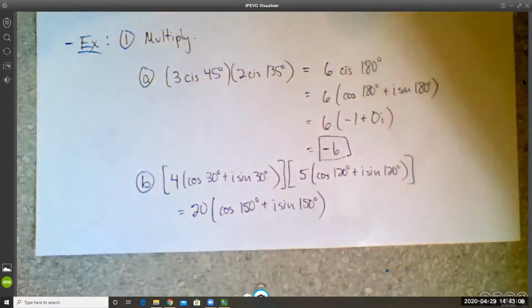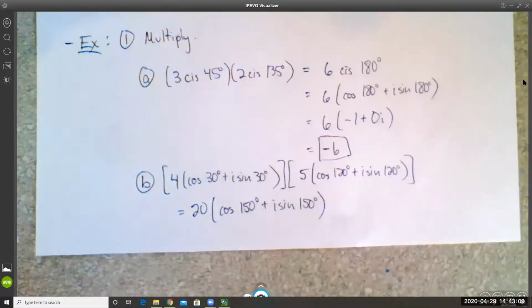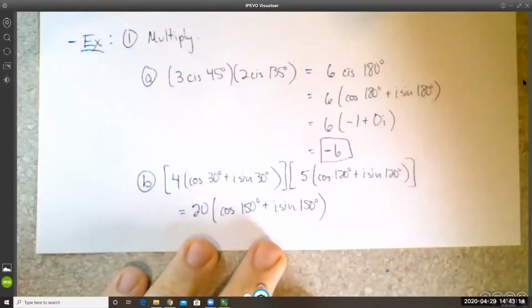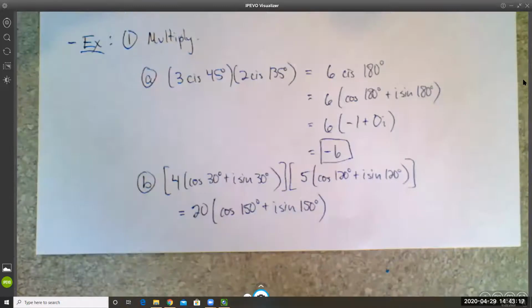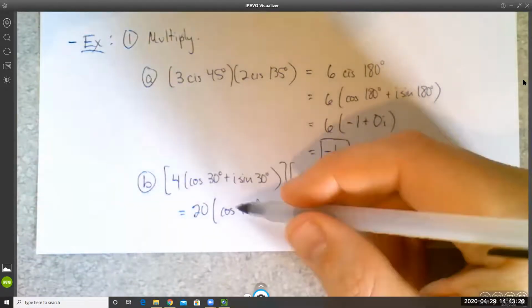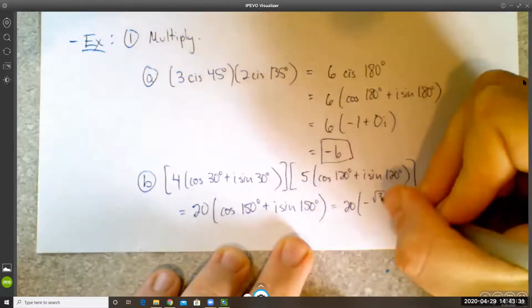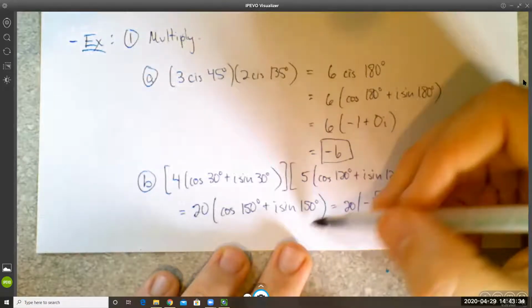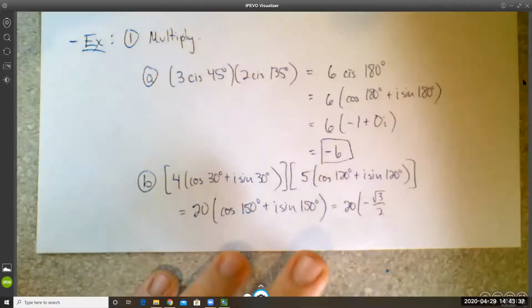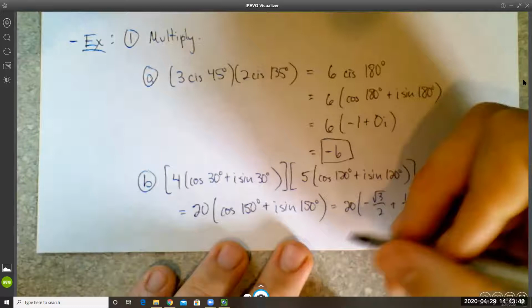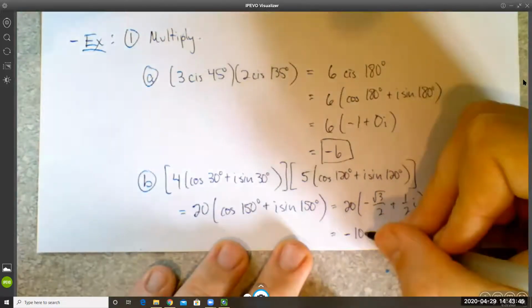Now to put that into rectangular form, we just evaluate those trig values, right? So let me think. Cosine 150 degrees has a reference angle of 30 degrees. Cosine of 30 degrees is root 3 over 2, but this would be in quadrant 2, so it's going to be negative root 3 over 2. So this is 20 times negative root 3 over 2. Sine of 150 degrees then would be 1/2, so plus 1/2 I. And then distributing the 20, we would have negative 10 root 3 plus 10I.